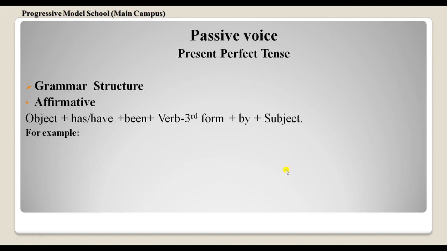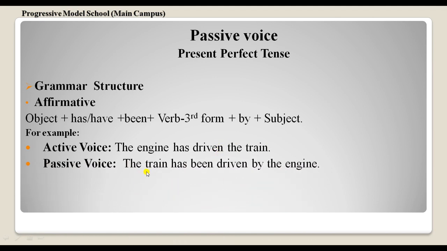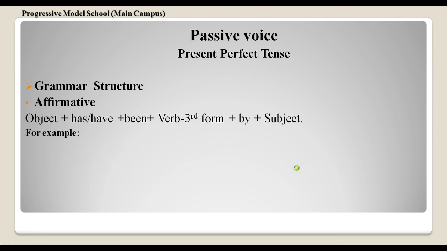Let it clear by another example. The engine has driven the train. Here the train is an object, so therefore we write it at the start of the sentence, the train. So for train we write helping verb has. According to the structure we write been, third form of the verb driven, preposition by, and the engine which is a subject. Another example, they have sung the songs.